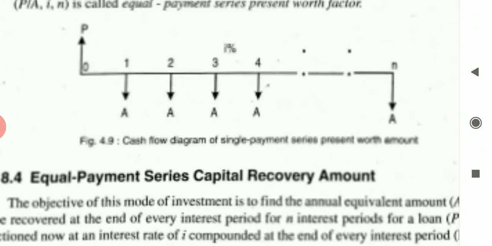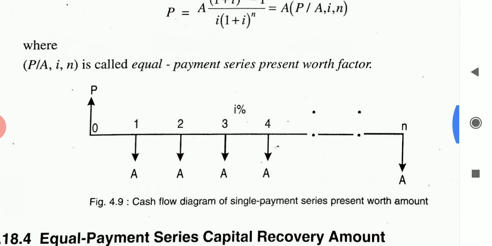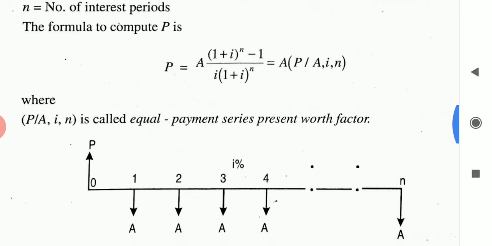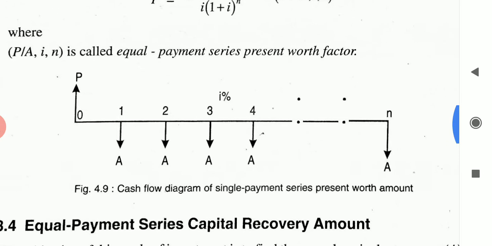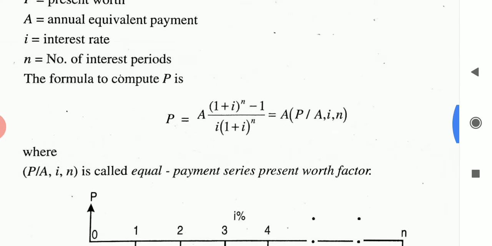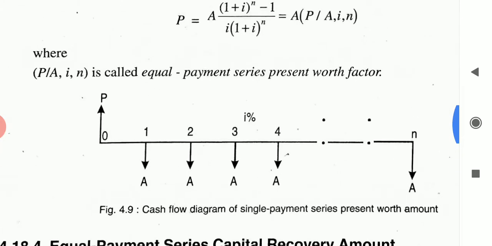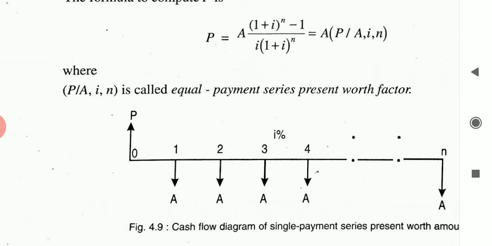See here, P is the present amount and A is the annual equivalent payment. Okay, P is present worth, A is annual equivalent payment, N is the number of periods, and I is the interest. Okay, the formula is P equal to A of (1 plus I) raised to n minus 1, divided by I into (1 plus I) raised to n.